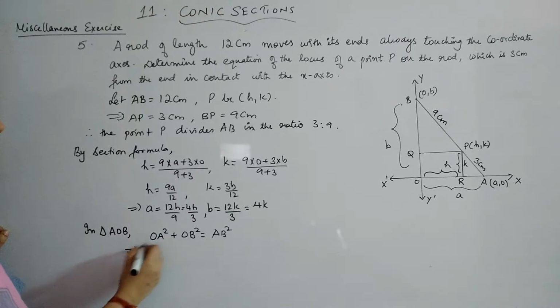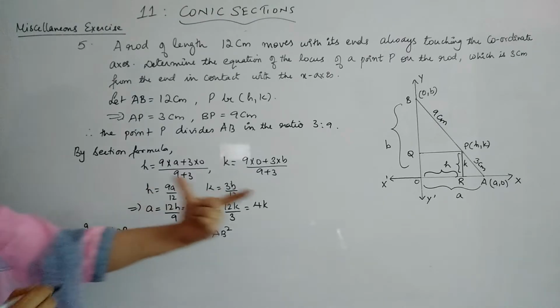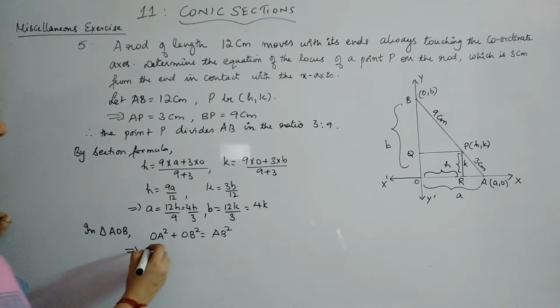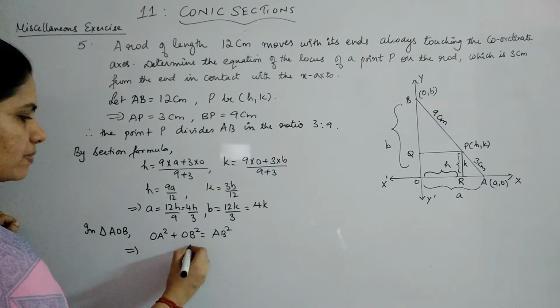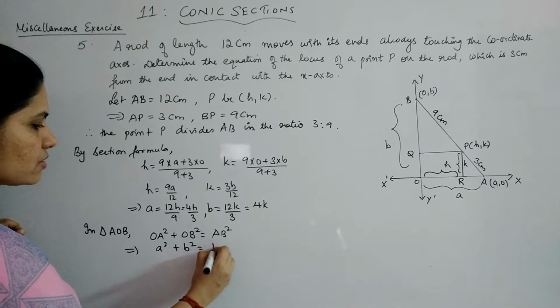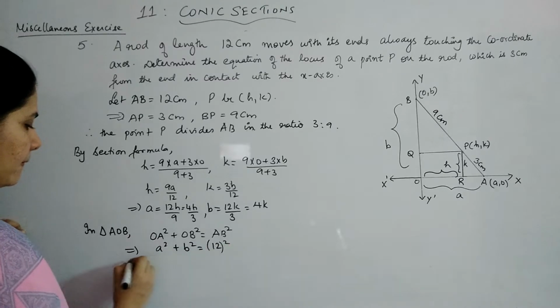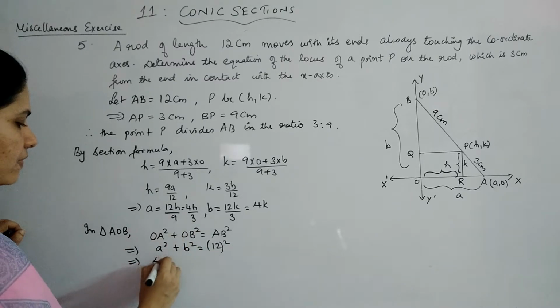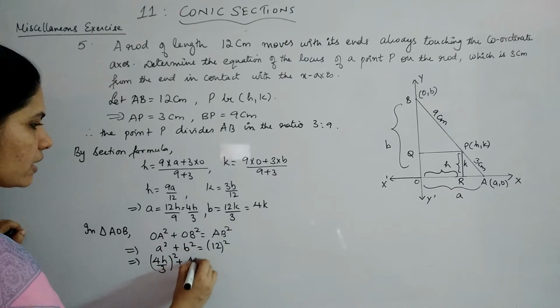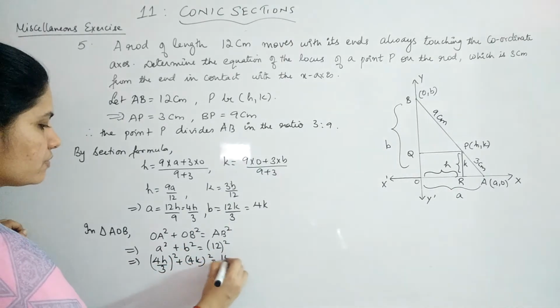What is OA? OA is actually A. So the length A is 4h by 3. So you can just write A square plus B square is equal to 12 square. Then replace: instead of A we will have 4h by 3 the whole square, plus instead of B you have 4k the whole square is equal to 144.